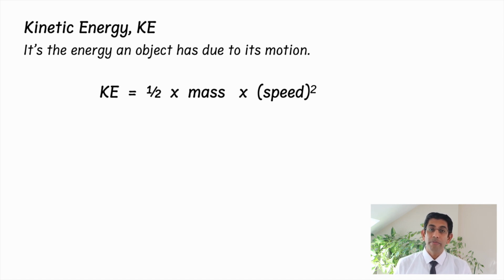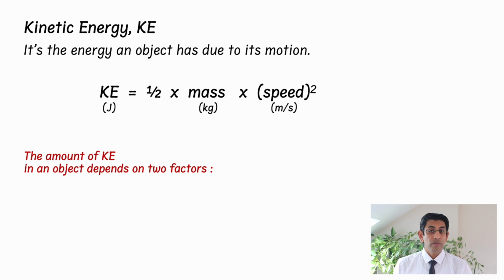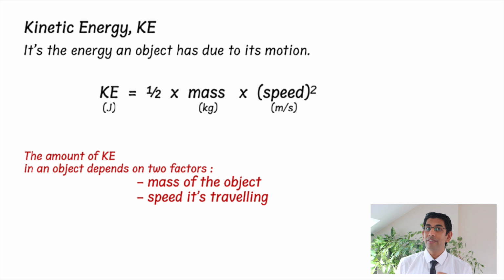Kinetic energy is the energy an object has due to its movement. This energy can be calculated by using the equation kinetic energy equals half times the mass of the object times the speed of the object squared. The unit for the kinetic energy is joules, mass in kilograms, speed in meters per second. As you can see from this equation, the kinetic energy of an object depends on two factors again: the mass of the object and the speed it's traveling. Therefore, if the object is stationary, its speed is 0, therefore kinetic energy is also 0.